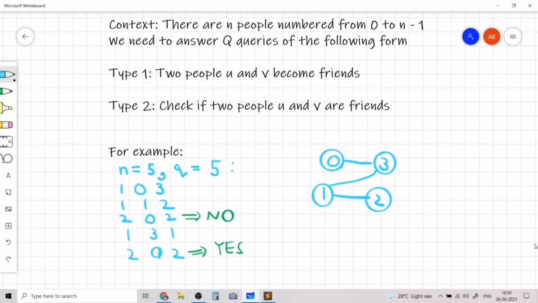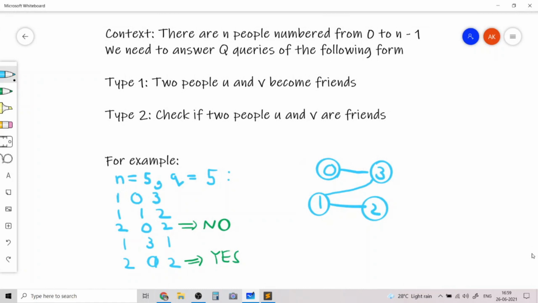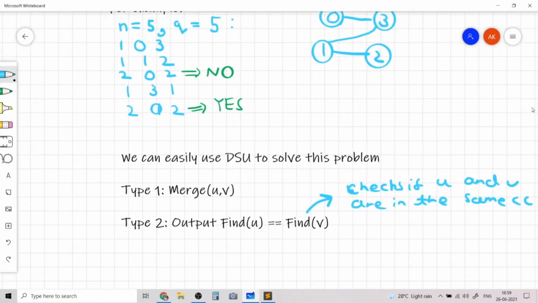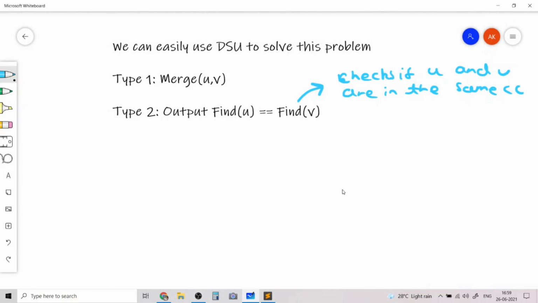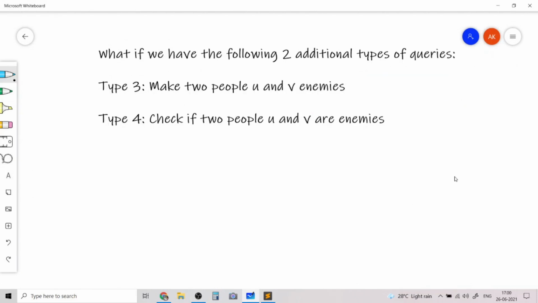So now that this quickly recaps the simple version of the DSU problem, let's try to extend the idea to solve the next harder version of this problem. What if we have this harder version of the problem in which we have two additional types of queries? The third type of query is that make two people U and V enemies of each other, and the fourth type of query would be check if U and V are enemies.